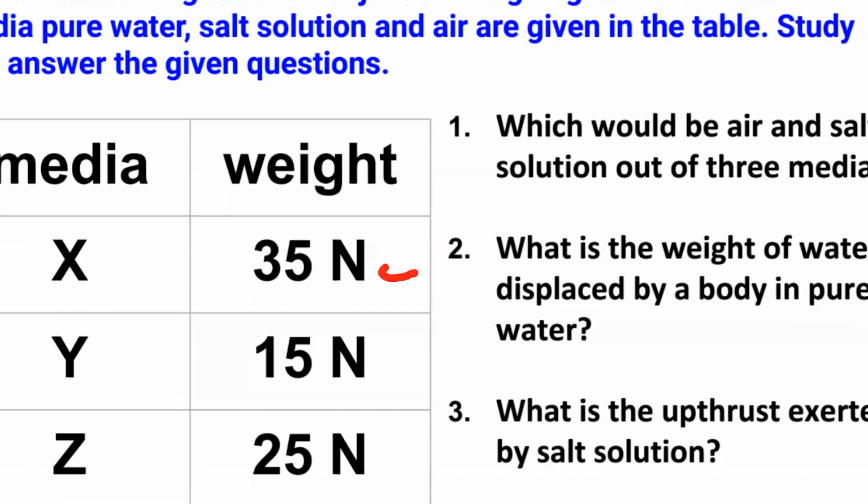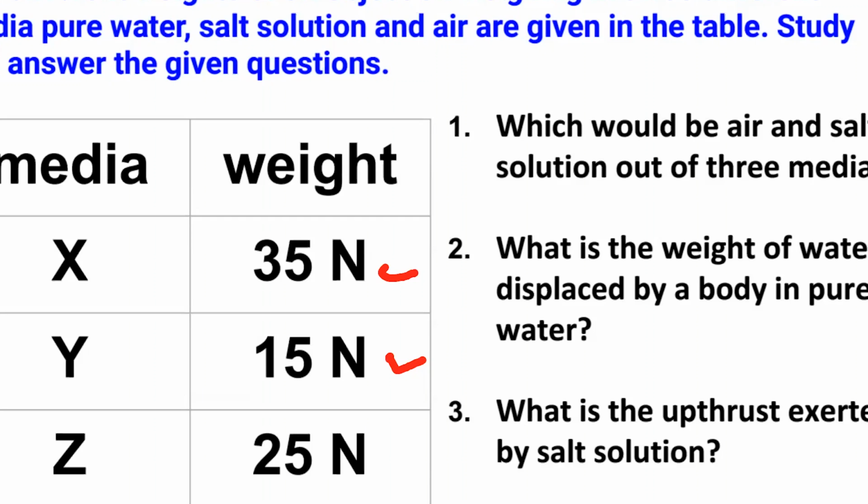That is 35 Newton, the real weight, and the weight in salt solution 15 Newton. So weight lost by a body is equal to upthrust given by the medium, or you can say liquid, or sometimes you can say fluid also. So 35 minus 15, you will get 20 Newton, and that is the weight lost by a body when immersed in salt solution, means that is the upthrust exerted by salt solution. Good. Yes, 20 Newton.